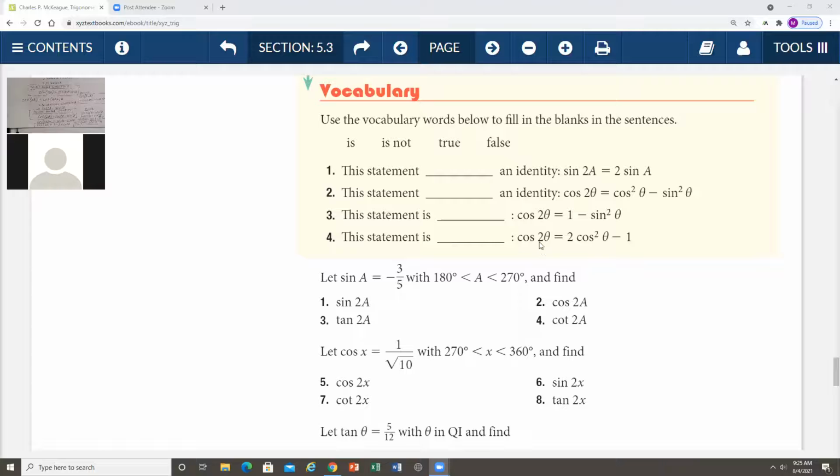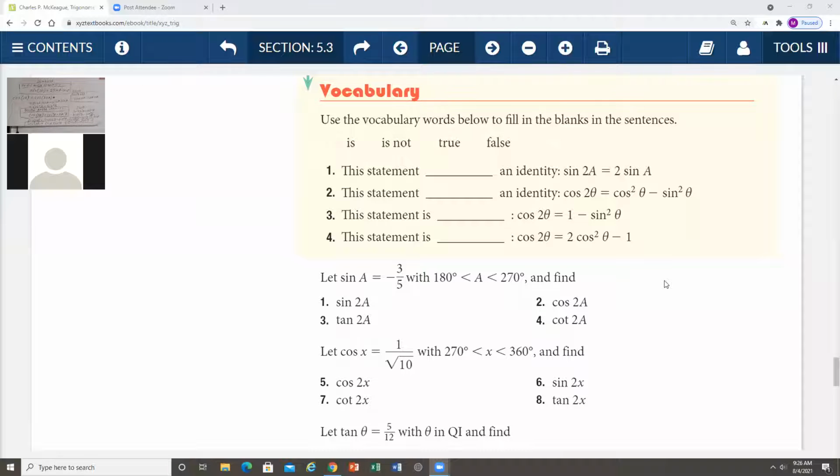Finally, number 4, the cosine of 2 theta is equal to 2 cosine squared theta minus 1. Is that a valid version for the double angle identity for cosine? We have certainly shown that cosine of 2 theta is 2 times cosine squared theta minus 1. So that is a valid identity for the double angle of cosine. All right, so that's valid.